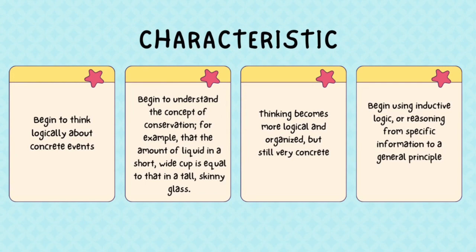And for their characteristics, number 1, begin to think logically about concrete events. Number 2, begin to understand the concept of conservation, for example, that the amount of liquid in a short, wide cup is equal to that in a tall and skinny glass. Number 3, thinking becomes more logical and organized, but still very concrete. And number 4, begin using inductive logic, or reasoning from specific information to a general principle.